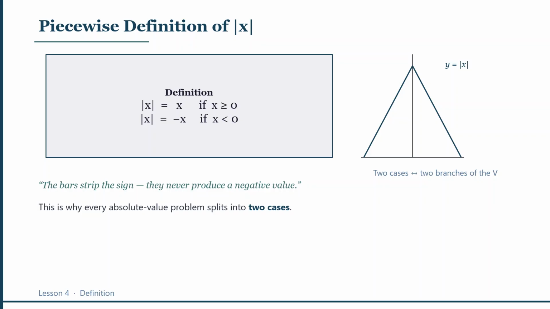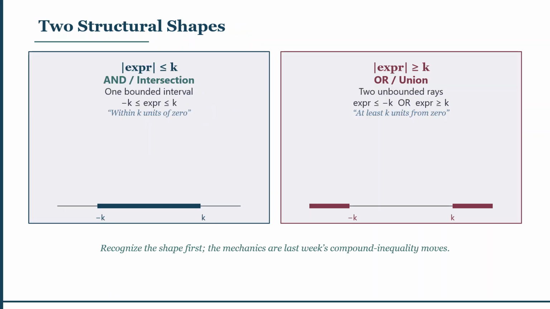Whenever you see bars around an expression, you must consider two cases. One where the inside is non-negative and the bars do nothing, and one where the inside is negative and the bars flip the sign. The two cases on the V-graph are the two branches. The corner at the origin is where they meet. Every absolute value inequality reduces to one of two structural shapes, and naming the shape first is the single most important step.